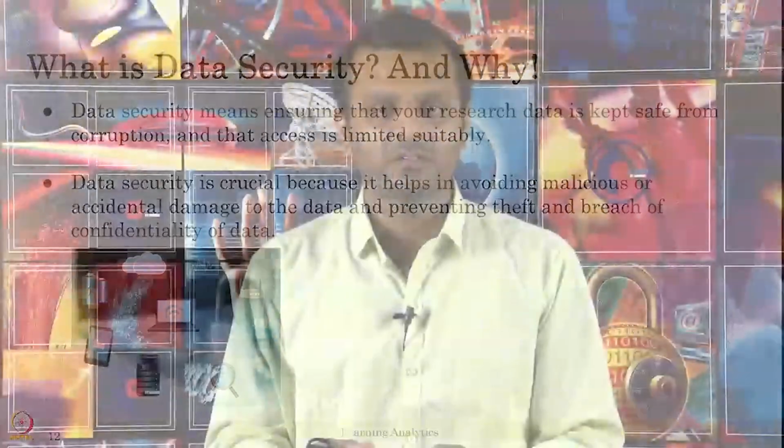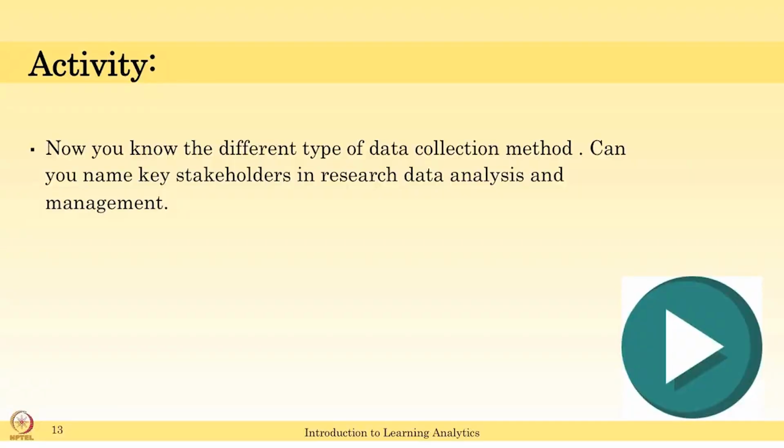That is it. Now that you have seen different types of data collection methods, can you name the key stakeholders in research data analysis and management? We have talked about stakeholders in week 1. Think about who the stakeholders are and what kind of access they have on the data. Please pause this video and write down your answers. Resume the video after you are done. Please recollect who the stakeholders are and what kind of access they have on the data.